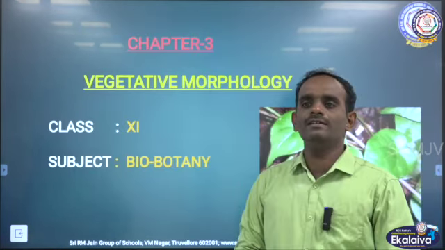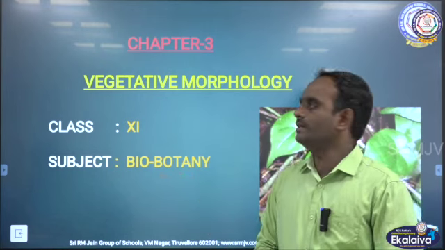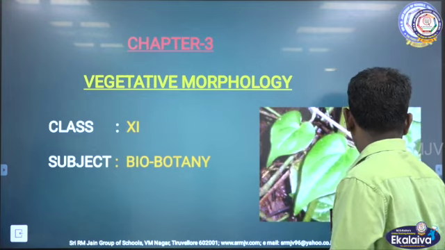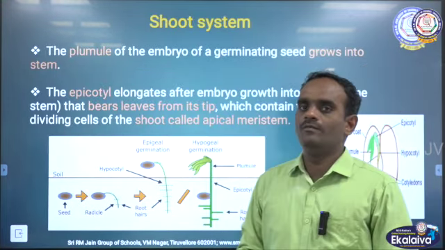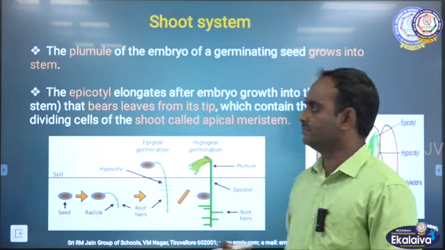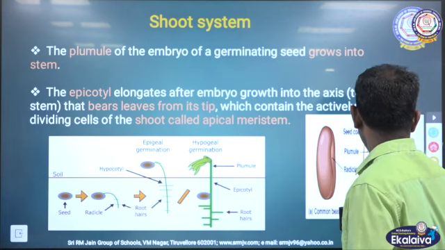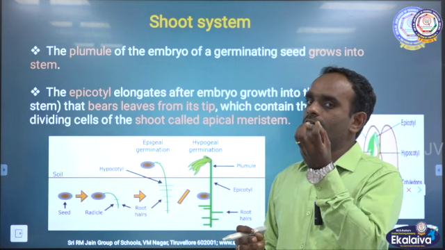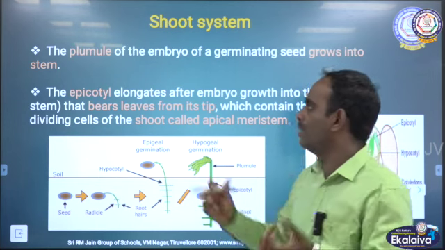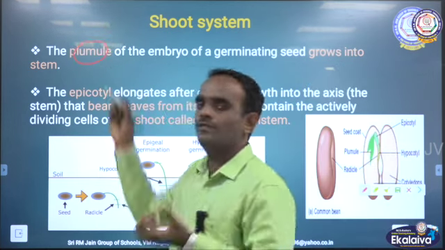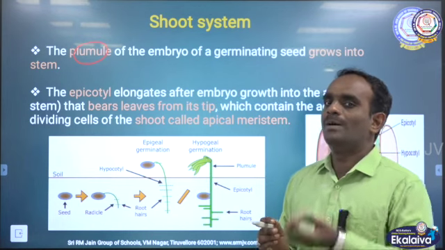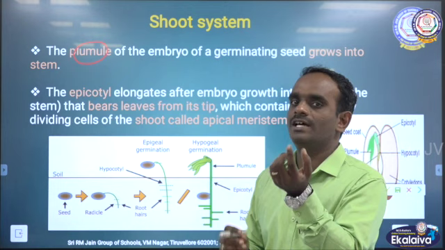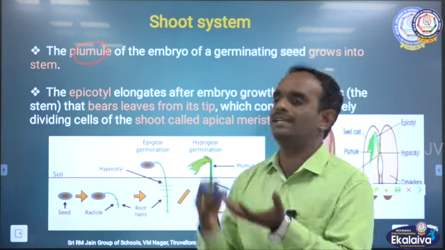For class 11, subject Biobotany, we are discussing the chapter Vegetative Morphology. Today, we are going to see the shoot system. While talking about the shoot system, we have to know about the plumule. What is plumule? Plumule is nothing but a small outgrowth. It is a structure which arises from the epicotyl.